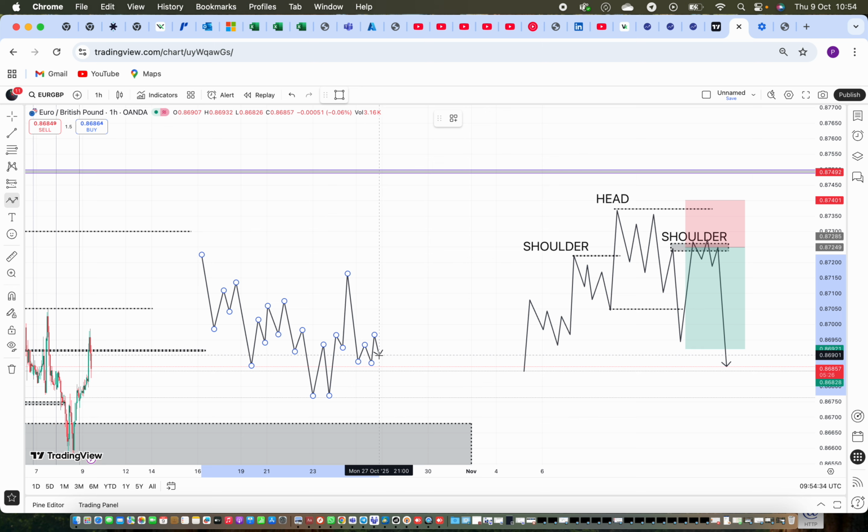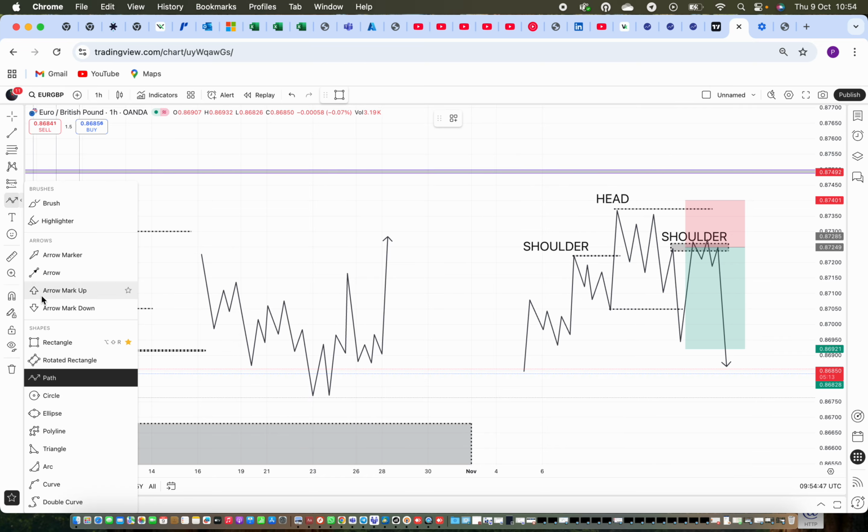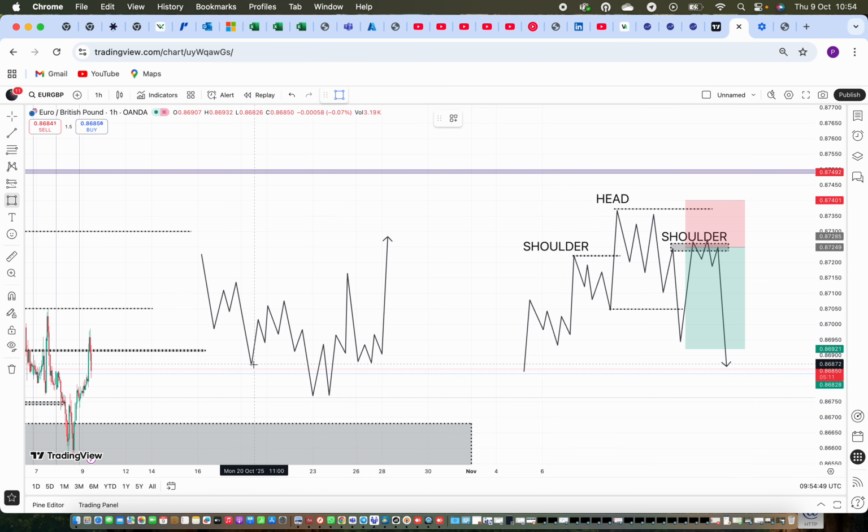Then we can look for an entry when we see a pullback, and we target this level for our possible profit zone. So look at how the price has also been able to form a head and shoulders. This is our left shoulder, and we have the head here, and we also have the right shoulder here that price came up to.